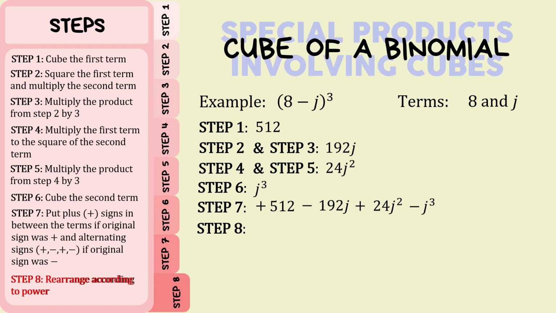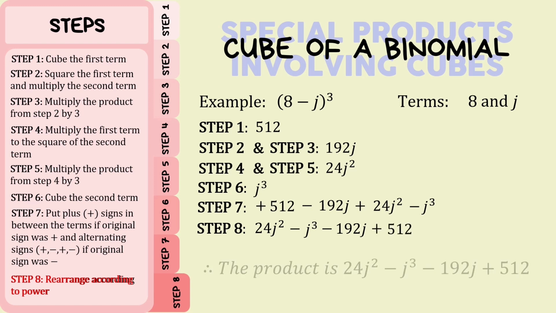Step 8. Rearrange according to power. The power with the highest degree is j cubed. However, it has a negative sign. Putting a negative sign as the first term doesn't look quite nice. So let's have the second highest degree, which is positive 24j squared. Then we can have minus j cubed, with the next being minus 192j and 512 since it has a variable with degree 0. This would then be the final product. The considerations in the arrangement are degree, sign, and alphabetic order.